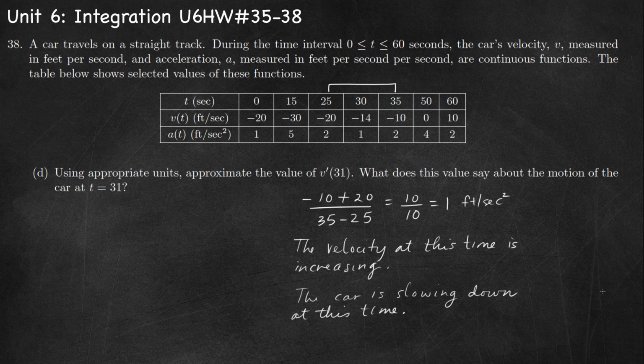So it seems a little counterintuitive to say the velocity is increasing and yet the car is slowing down. But it's because the velocity is negative and increasing. So it's getting closer to 0. The velocity is getting closer to 0, so it's slowing down.